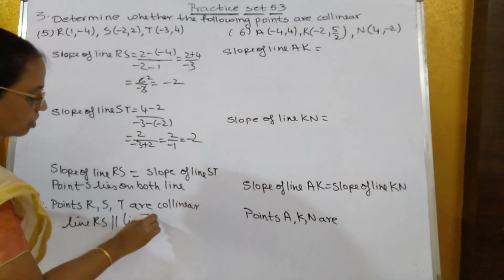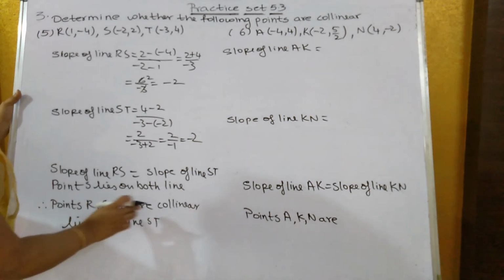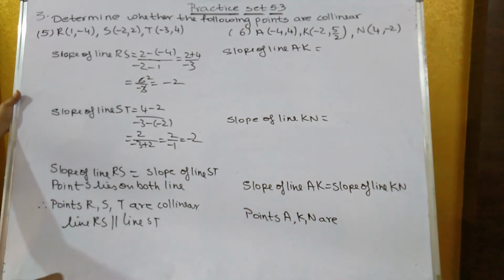If they ask in the question whether they are parallel, then only you are supposed to show that. If they ask only collinear, then do only up till here, but I have shown both of them.